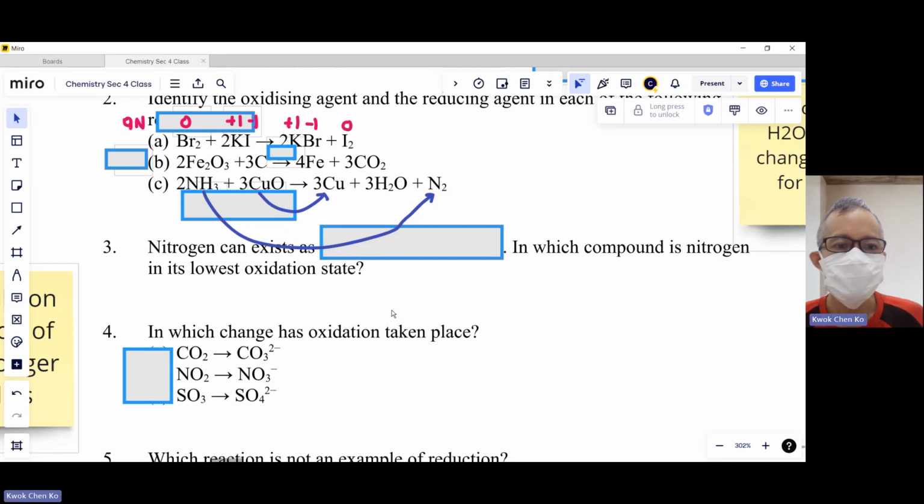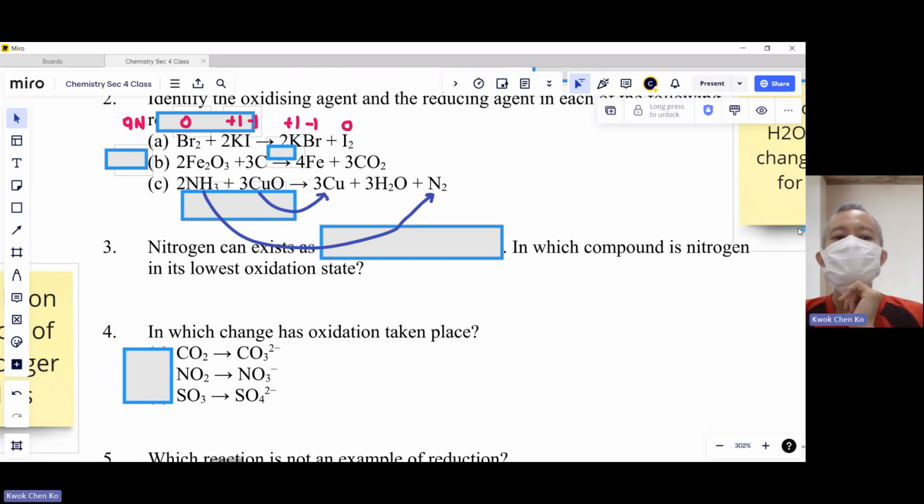So it's B. What's the ON of what? B. Yeah. N is +4 to +5, so it's oxidizing. Yeah. Good.